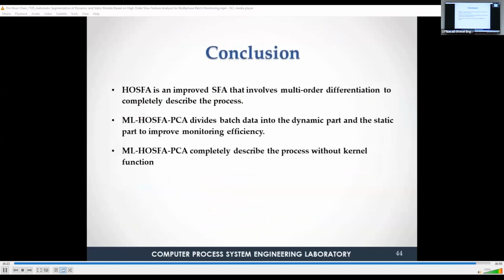And here is a summary. HOSFA is an improved SFA that involves multi-order differentiation to completely discretize the process. MLHOSFA PCA divides batch data into the dynamic part and the static part to improve monitoring efficiency. MLHOSFA PCA completely discretizes the process without kernel function.